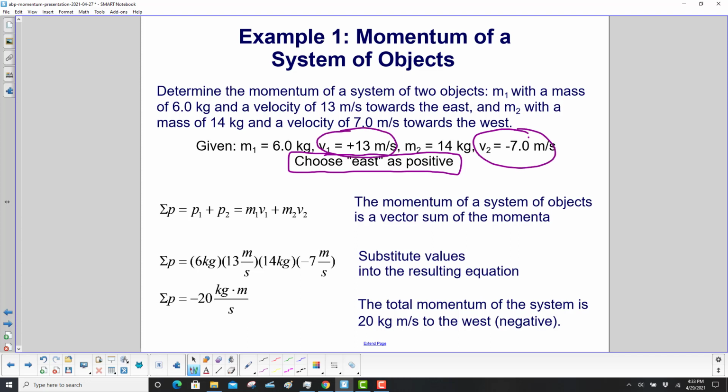+13. So we're only adding two momenta, P1 plus P2. So that's m1v1 plus m2v2. And now we plug in our numbers. So here's the first one. This is the object moving east. This one is the one moving west, and notice the negative sign here. Then you add them algebraically, and you get minus 20 kilogram meters per second. That tells us that the total momentum of the system is 20 kilogram meters per second to the west, which is what the negative means.